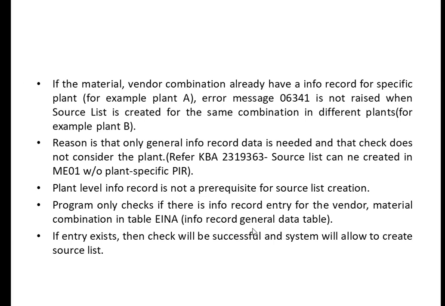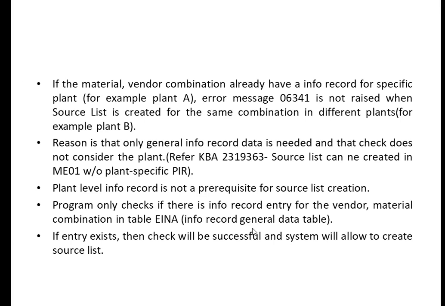Then what about a plant vendor? Plant vendor means the vendors which have a plant assignment, right? If we are trying to create a source list for a plant vendor which has a plant assignment, in that case the system will bypass this error. It means if we have a vendor with a plant assignment, then the system will not check whether there is an info record or outline agreement present or not, right? In that case the system will allow us to create a source list with a plant vendor.